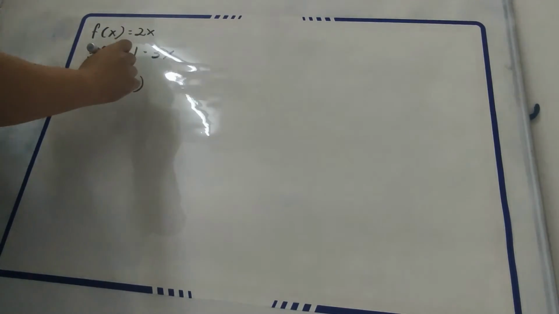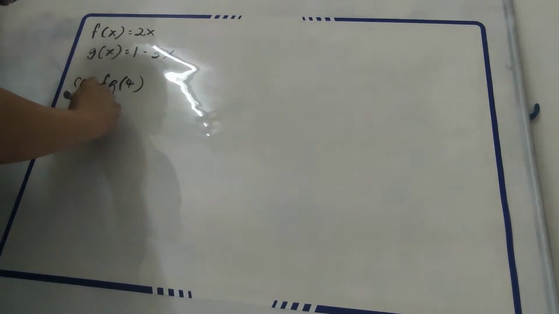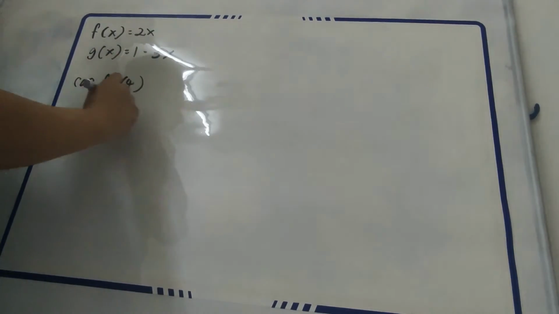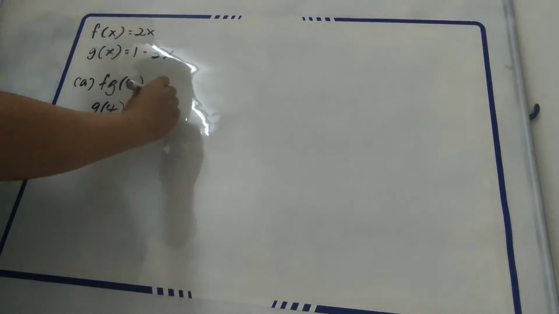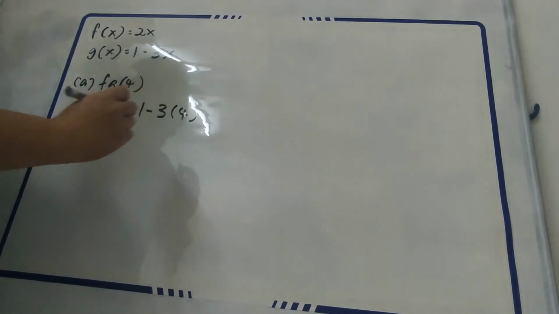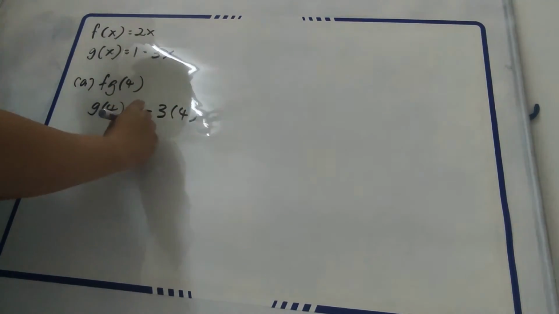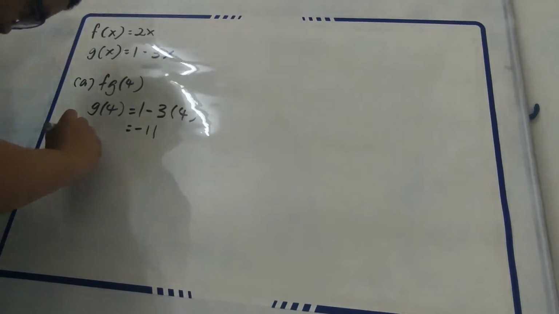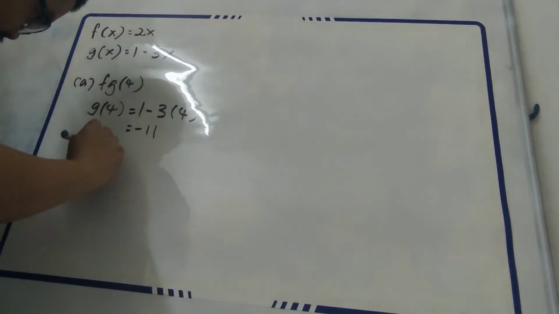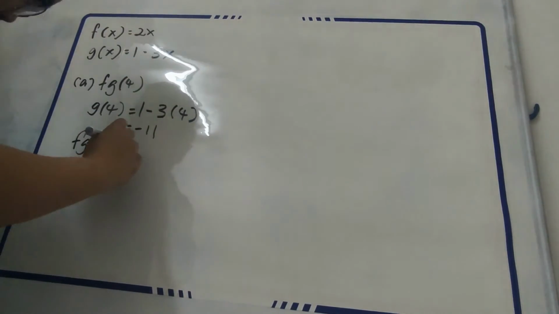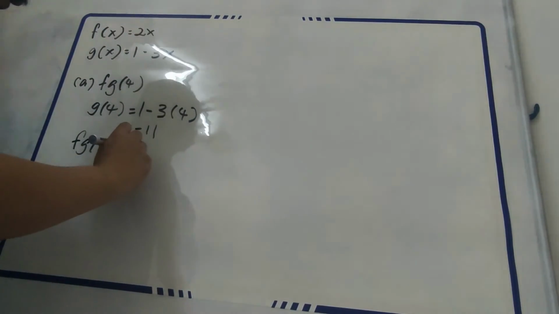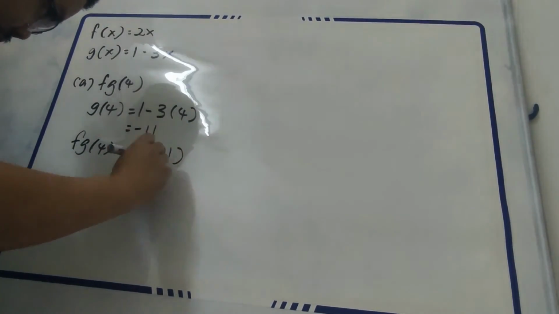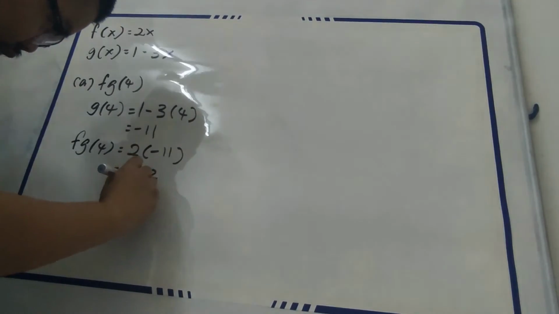This is very easy to solve. You just substitute g(4) inside f(x). What is g(4)? 1 minus 3x, x is the value of 4. So it is minus 11. And then f(g(4)) equals 2x, that means 2 times minus 11, negative 22.